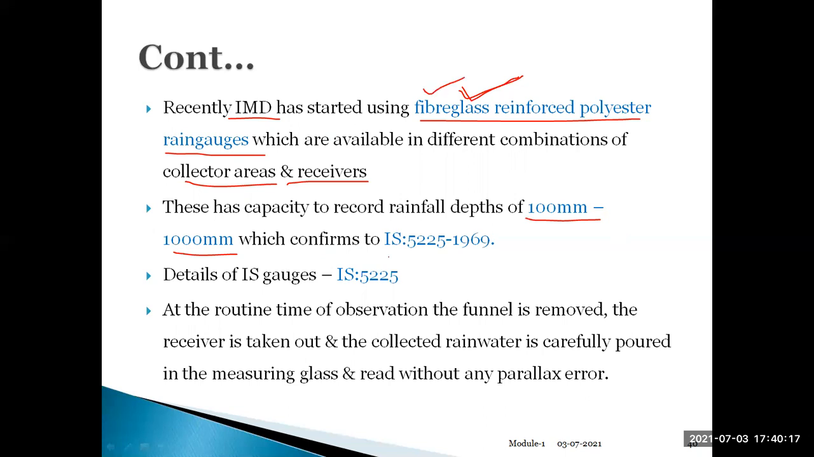This rain gauge conforms to IS 5225:1969, and you can get the details of the complete rain gauges in this IS code, that is IS 5225.